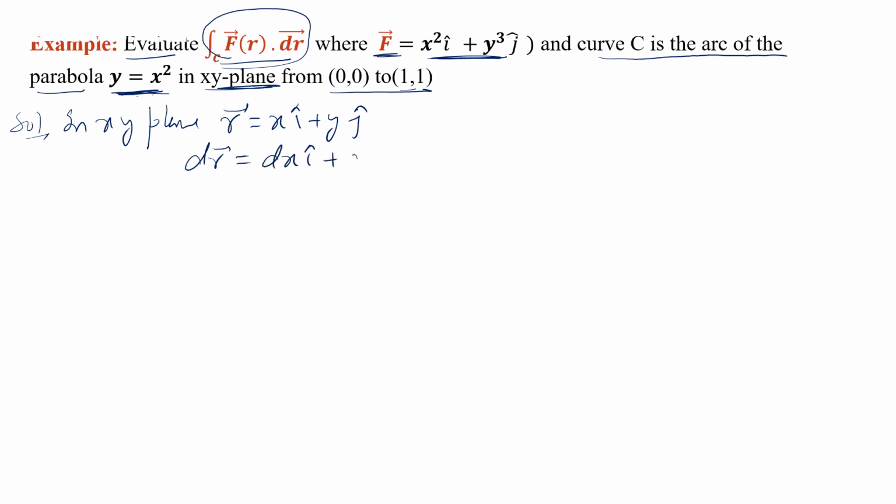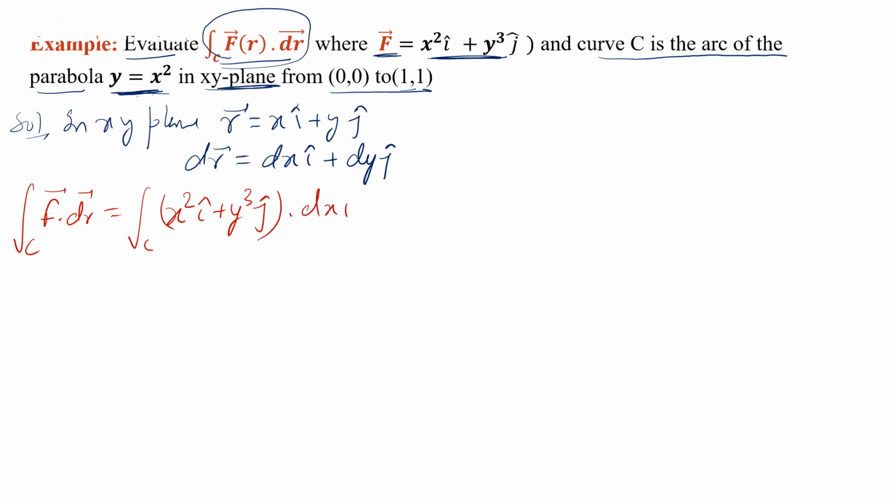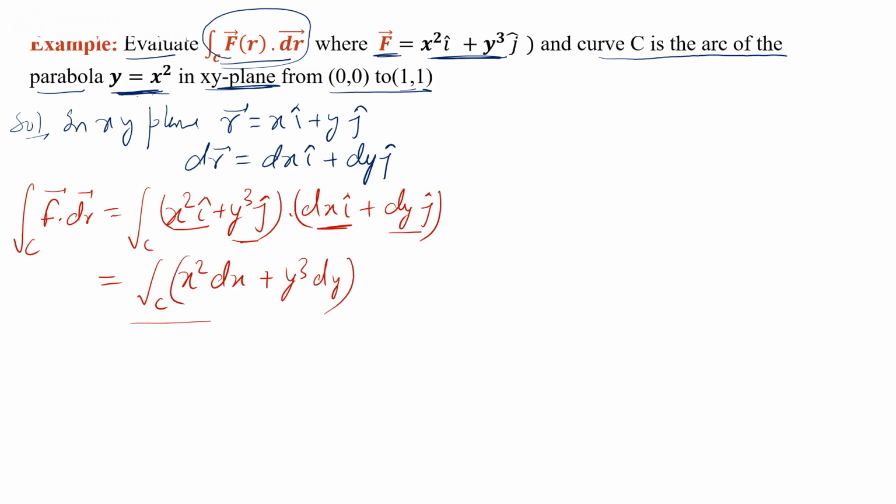dxi plus dyj. Now because we have to evaluate the integral f dot dr, it means f is x square i plus y cube j, dot dxi plus dyj. So take the dot product, means we have to evaluate the integral x square dx, i dot i, plus j dot j is 1, so we write y cube dy. Means we have to evaluate that integral along the curve.